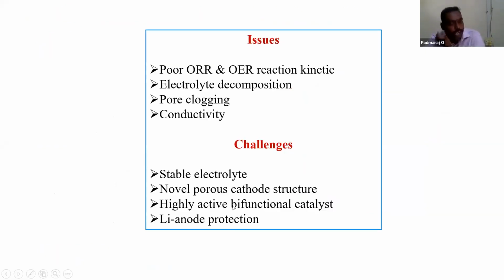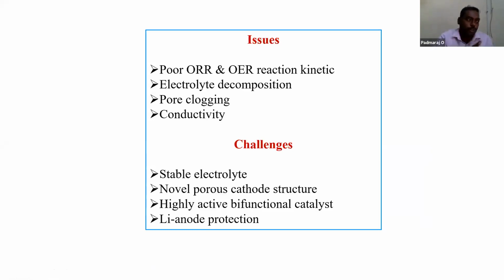Okay, issues and challenges. Already I told you many issues exist in these metal-air batteries. What is the poor ORR and OER reaction kinetics? Already I told you, oxygen reduction reaction and oxygen evolution reaction. This is the discharging and this is the charging process. These two processes are poor. Electrolyte decomposition will be there. During the discharging process, parasitic reactions will be there. Another possibility is pore clogging. What is that pore clogging?